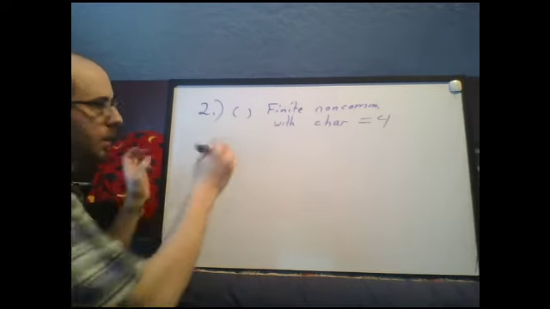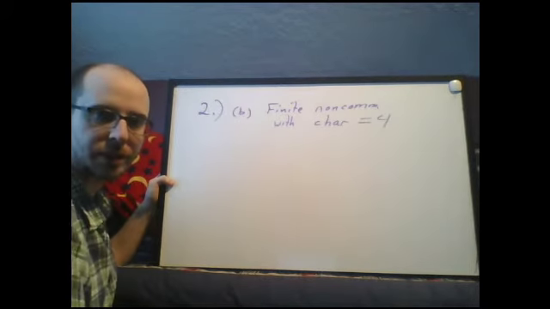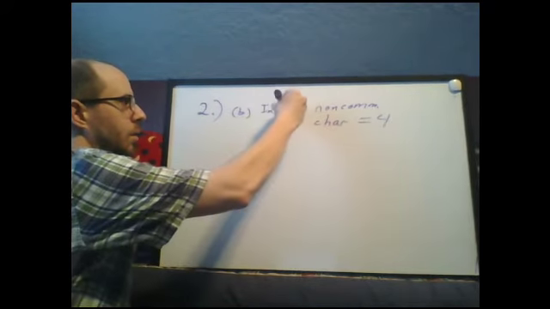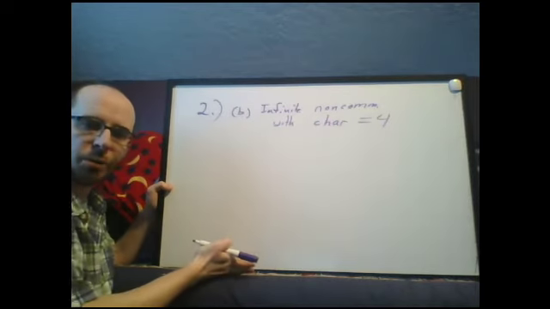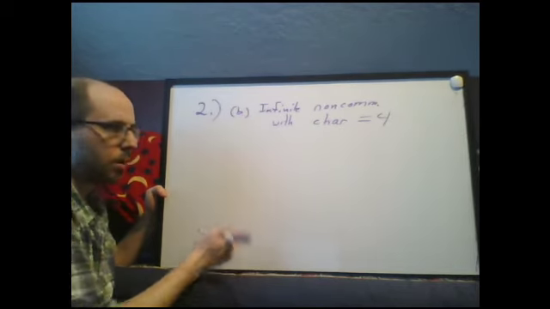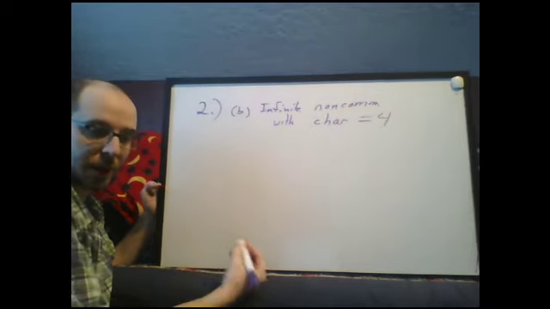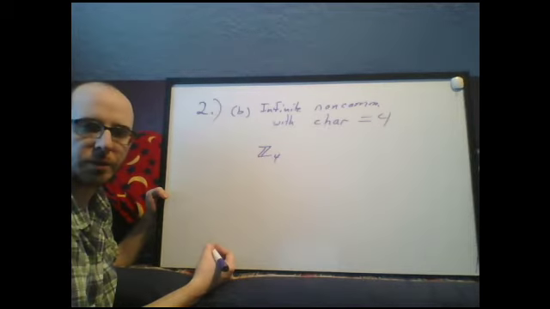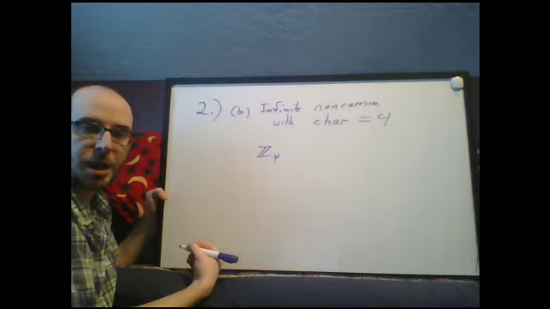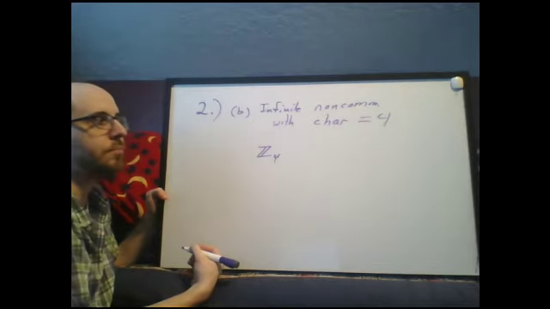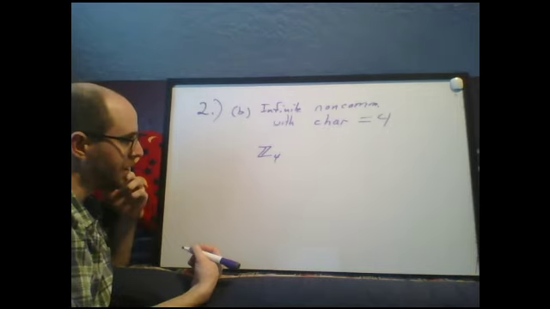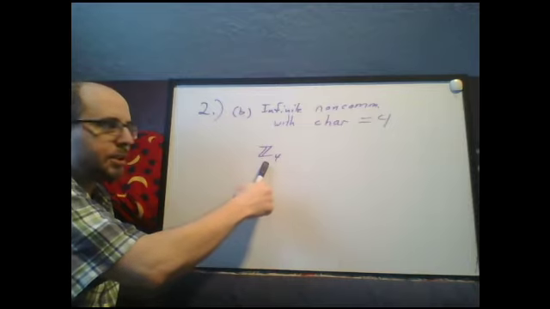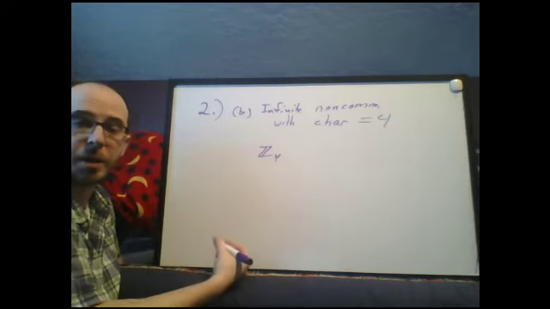So then B is: find an example of an infinite non-commutative ring with characteristic 4. Okay, so I have to do the same thing. I want to start with Z4, which gives me characteristic 4. I want to take matrices, which gives me non-commutative, but that's finite if that's all I do. So before I take the matrix, let's turn this into an infinite ring while still maintaining the characteristic.